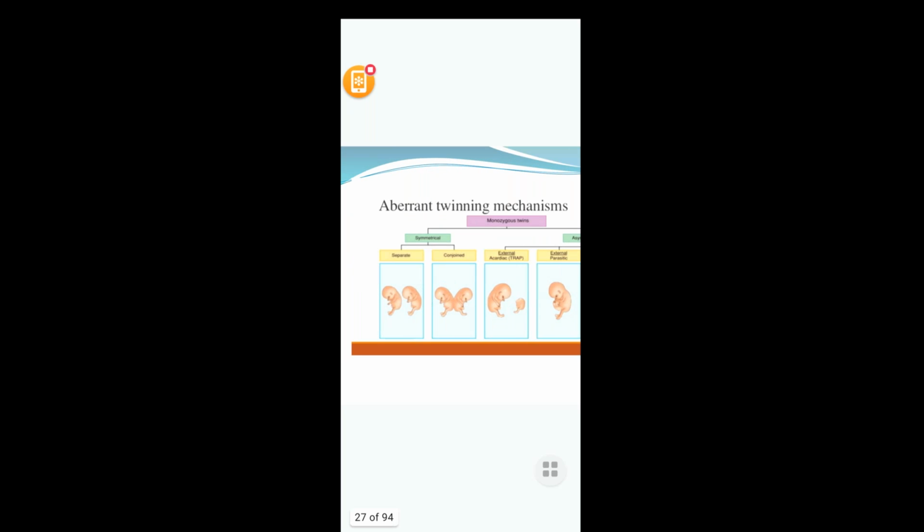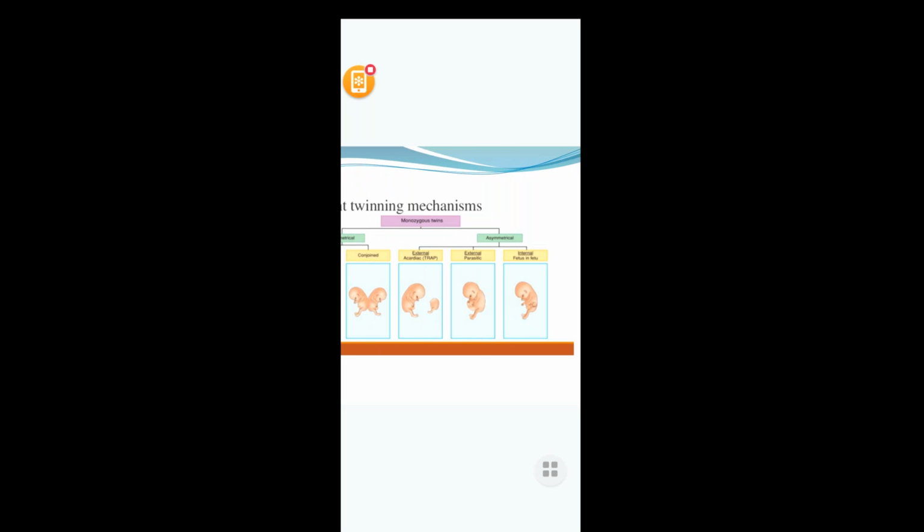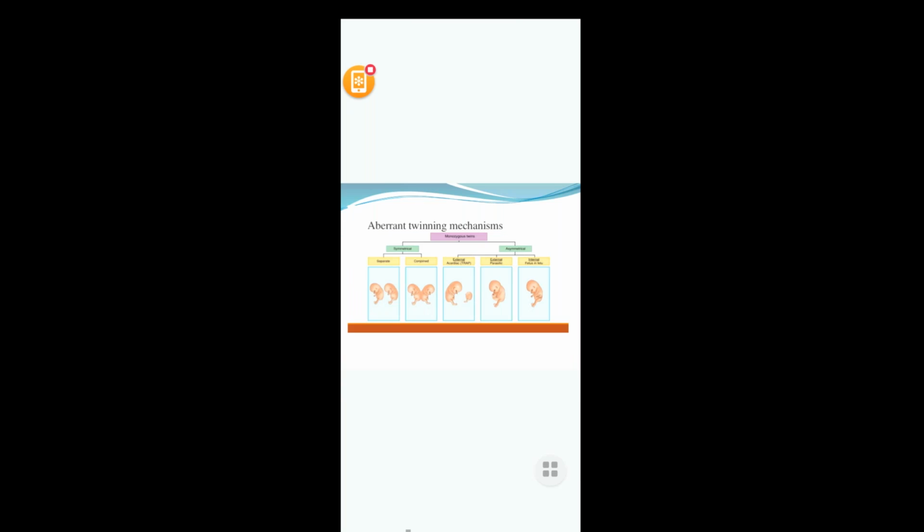Coming to separate and conjoined, they are symmetrical. Asymmetrical is based on the size of the fetus. In symmetrical, that is separate and conjoined, both babies will be of similar size, whereas in asymmetrical, one will be big and one will be small. In asymmetrical, TRAP, external parasite, and fetus in fetu come. This is the twinning mechanism in monozygous twins.